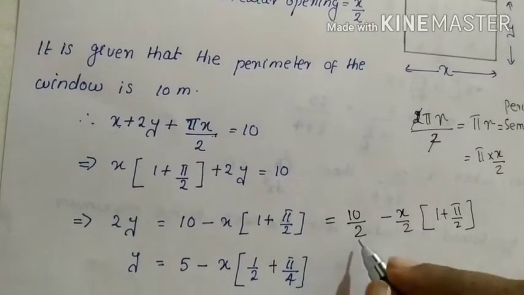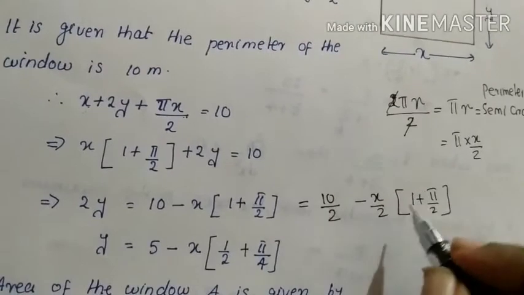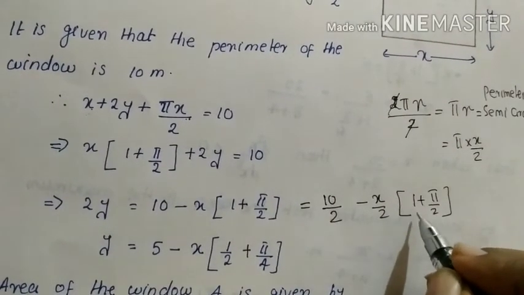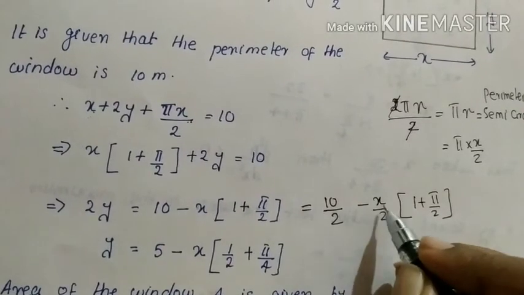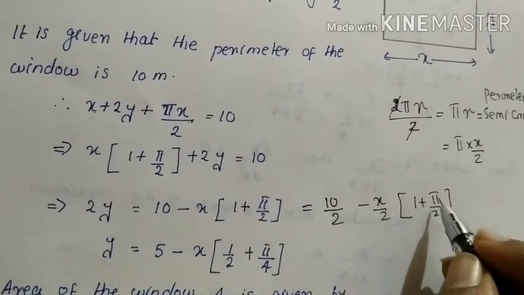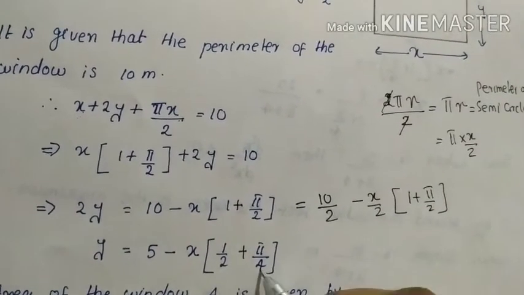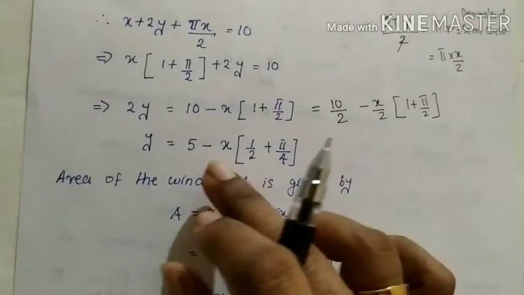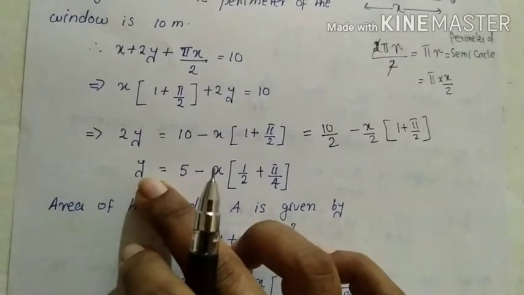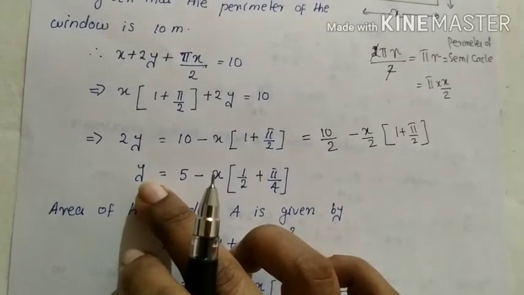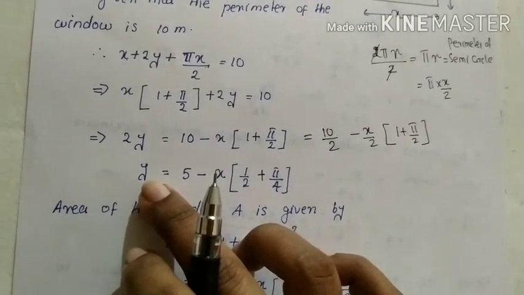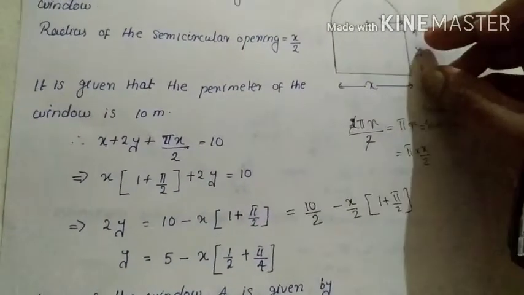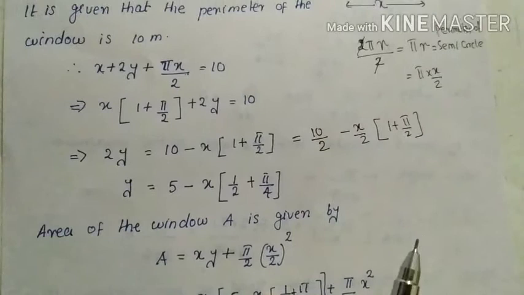10 by 2 means 5, and taking this 1 by 2 inside the bracket, we get 1 by 2 minus x into 1 by 2 plus pi by 2 into 1 by 2, which means pi by 4. So this is our breadth. x is the length of the rectangular window, and y is the breadth of the rectangular window.